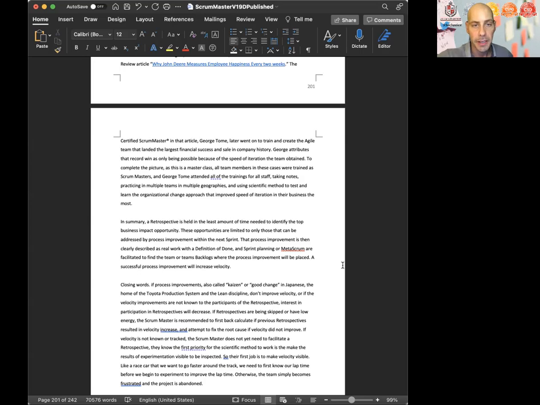To complete this picture, as this is a master class, all team members in these cases were trained as Scrum Masters, and George attended all of the trainings for all staff, taking notes, practicing in multiple teams in multiple geographies, and using scientific method to test and learn the organizational change approach that improved speed of iteration in their business the most.